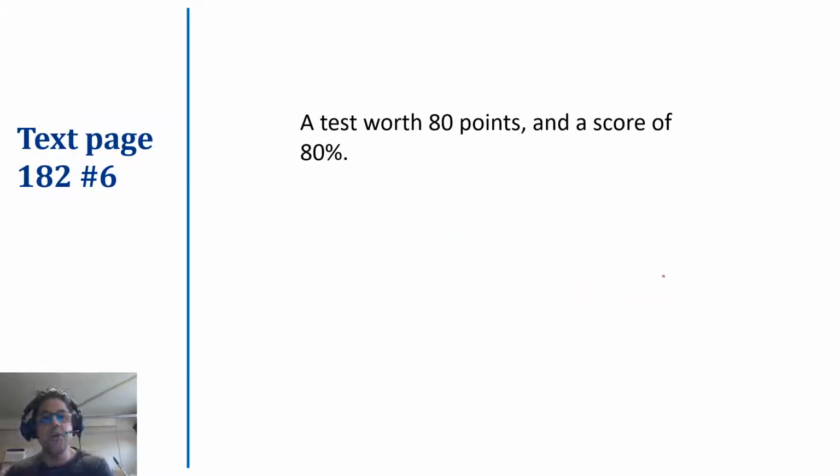All right. Ooh, another one. This time the test is worth 80 points, and the student scored a lot better, 80%. But we're going to set it up the exact same way. So the score is unknown, so x out of 80. That's called the raw score. The percentage score is 80%, so 80 out of 100. So we're going to cross multiply and then find out what the student got.